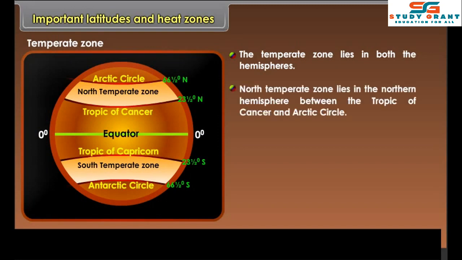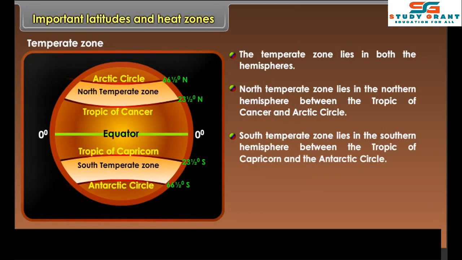North temperate zone lies in the northern hemisphere between the Tropic of Cancer and Arctic Circle. South temperate zone lies in the southern hemisphere between the Tropic of Capricorn and the Antarctic Circle. The zones are neither too hot nor too cold.